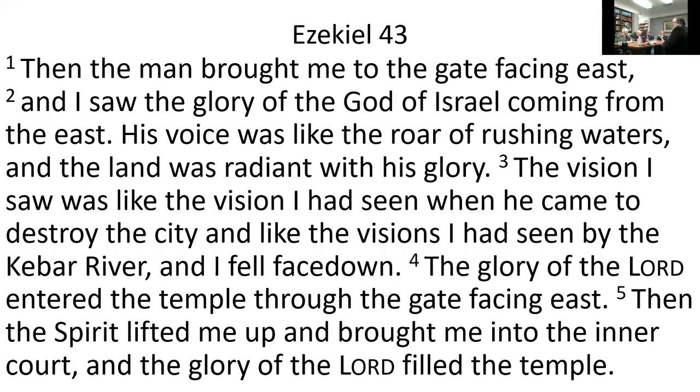The glory of the Lord entered the temple through the gate facing east. The Spirit lifted me up and brought me into the inner court, and the glory of the Lord filled the temple.